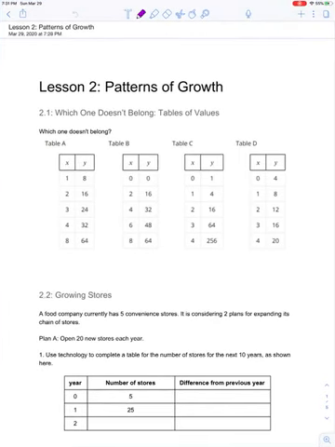Okay, now we are on to Unit 5, Lesson 2, Patterns of Growth. Remember, this unit is on exponential growth and learning exponent rules. All right, so which one does it belong?